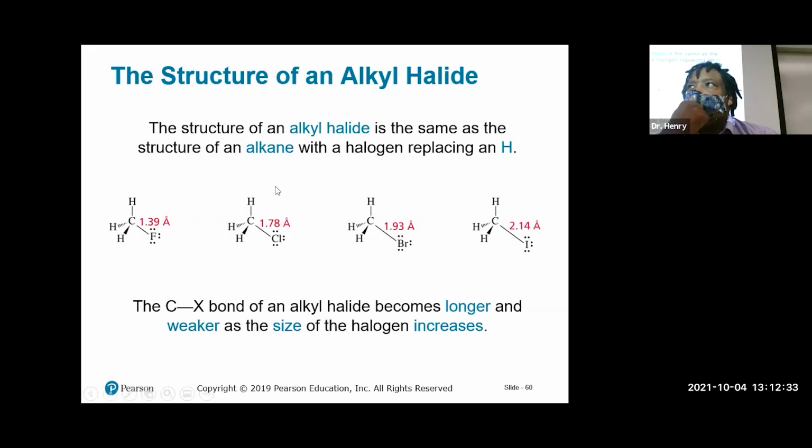Each corner signifies a carbon. It's one carbon, that's two carbons, three carbons, four carbons, 5, and 6. This is called the chair conformation. Chair, as in I sit in my chair.